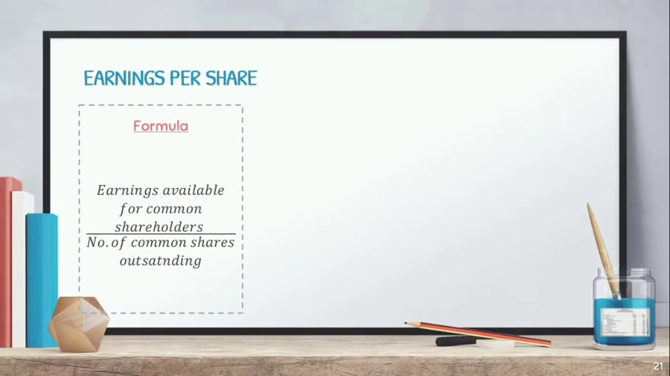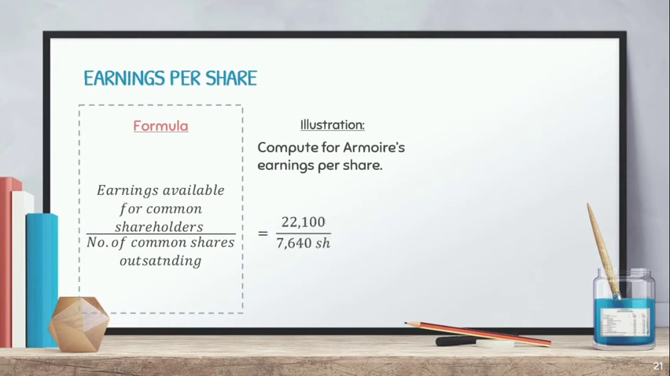So, going back, atong earnings available for common shareholders is 22,100 divided by total number of common shares outstanding of 7,640. So, we have 2.89. So, for every share outstanding, naa tay 2.89 na income ana.